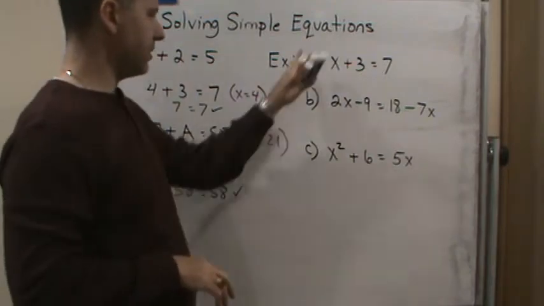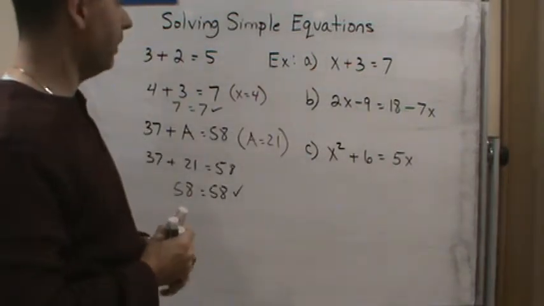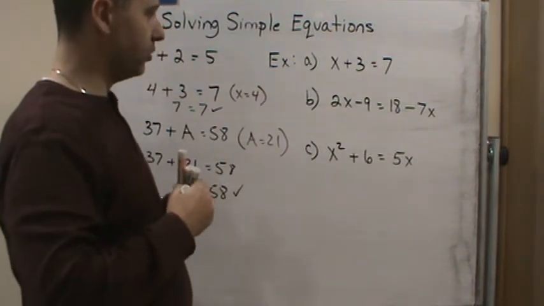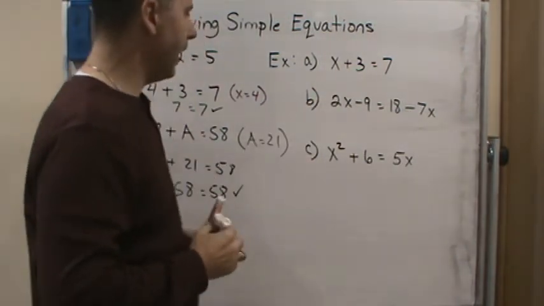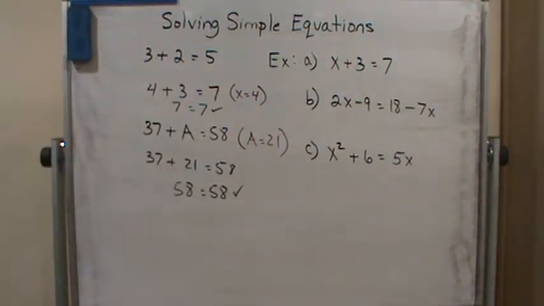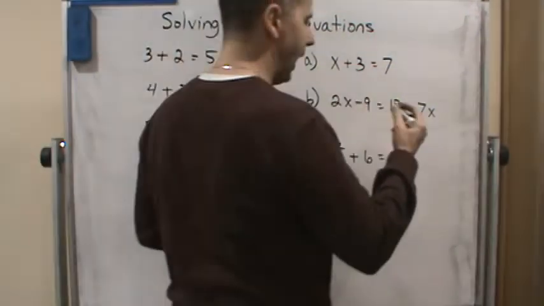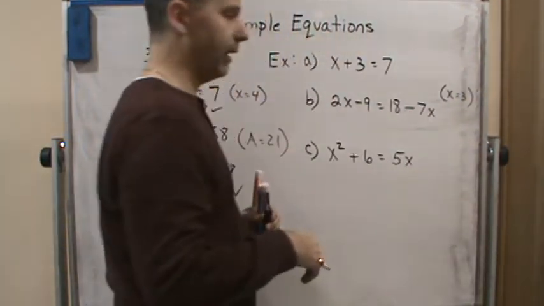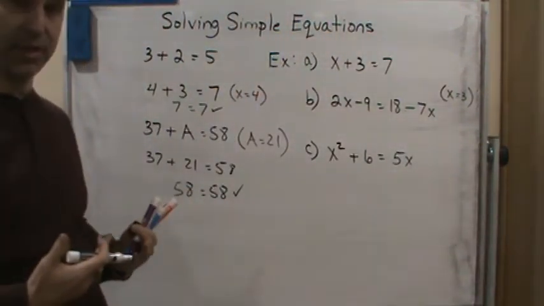Now, let's do this example here. Well, we already did this one, and we know that 4 is a solution, and we can check it. Now, here, for B, they give us the solution. We're told that x equals 3 is a solution. Well, how do we verify that? How do we check that answer?